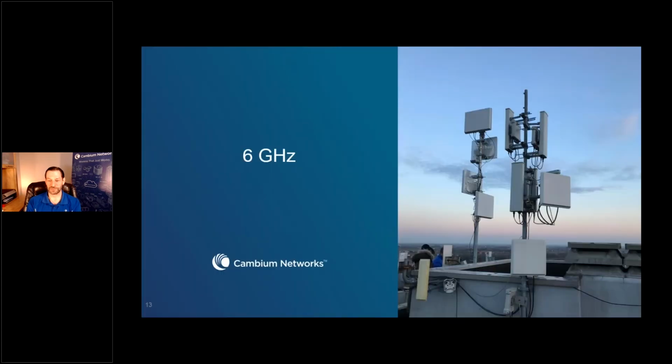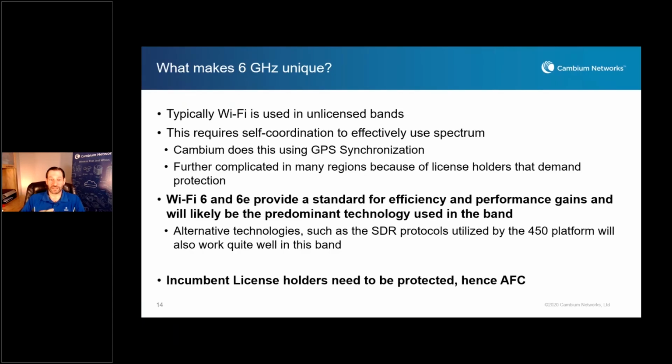So let's shift gears once more to 6 gigahertz. Why is 6 gigahertz being considered as an opportunity for spectrum sharing? Wi-Fi is used in unlicensed bands. It's been that way since the beginning of this industry back in the early 2000s. Wi-Fi is commonly used in unlicensed bands around the world, 2.4 and 5 gigahertz. Those are the most commonly used ones.